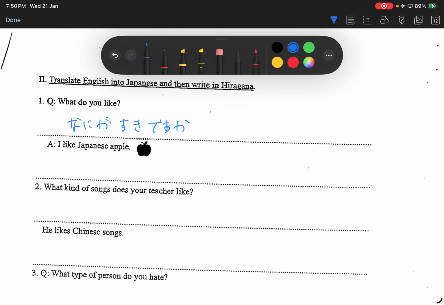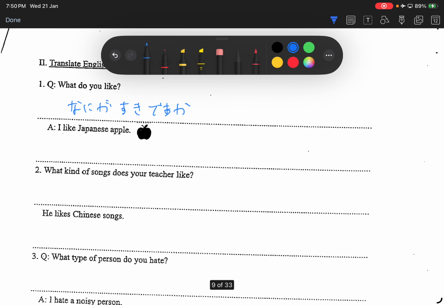So が好きです. Ga is an object particle. Don't use wa. Wa becomes the entire subject already. So this subject likes what? The apple likes what? So please take note of the difference between wa and ga.